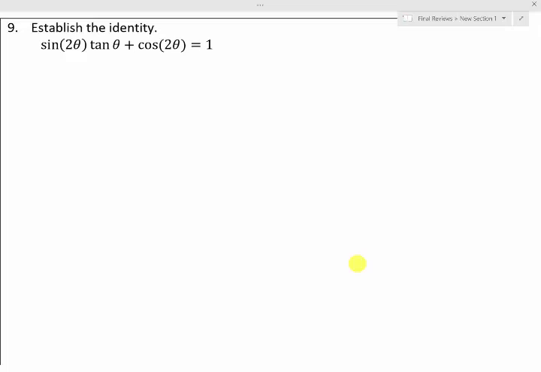Now remember, when we're establishing identities, we want to start with one side of our function and then work our way to the other side, and we usually start with the worst looking side. Well, here we have a choice between a bunch of functions or the number 1. I'm thinking the worst looking side is going to be our left-hand side. So I'm going to go ahead and rewrite that down.